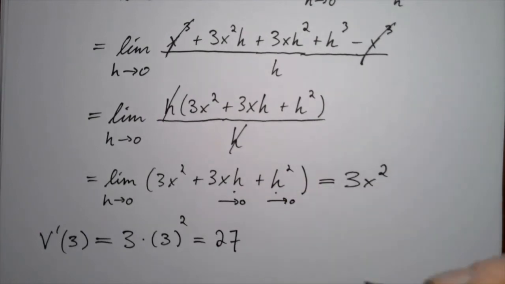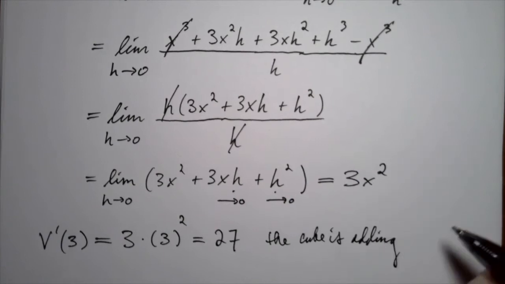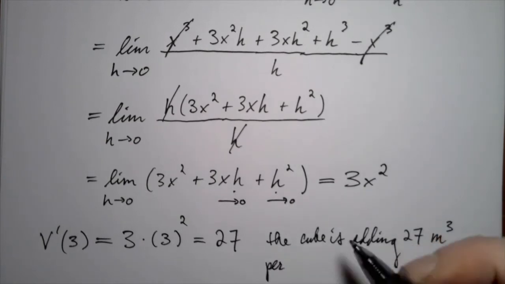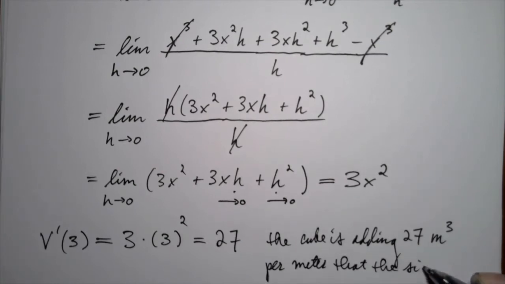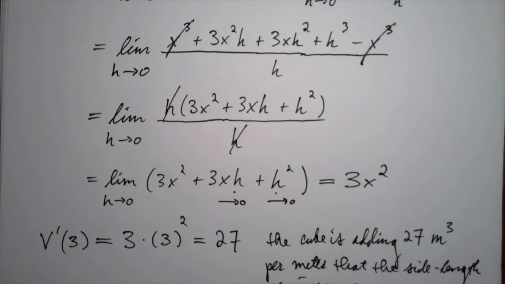So how do we interpret that answer? This tells us that the cube is adding 27 cubic meters, it's quite a lot of volume, per meter that the side length x increases. So that's the rate of increase of the volume when the side length is increased by a meter. The total volume increases by 27 meters cubed. But that depended on the particular value of 3.